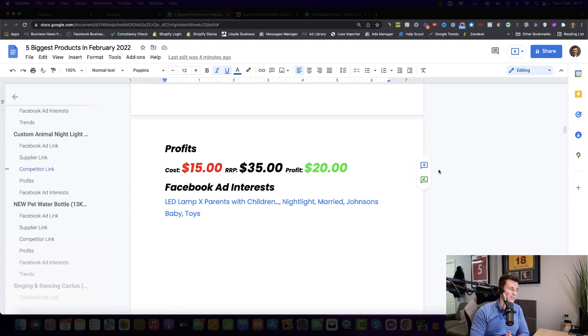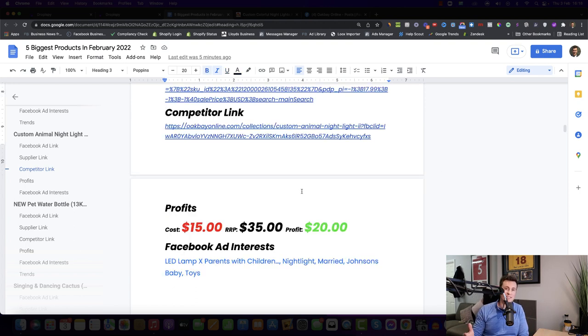In terms of the Facebook ad interests, there's a couple of ways I would go about doing this. Number one, you could have generic interests like LED lamp, different baby brands or toddler brands like Johnson's Baby, toys, nightlight, things like that. But then I would cross this with parents with children of certain ages. That way you're going to make sure that you're targeting people who have kids who would have an interest in a product like this one. And so with that being said, that's product number one.